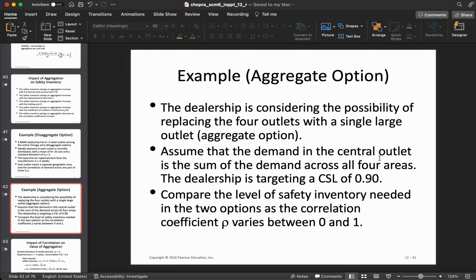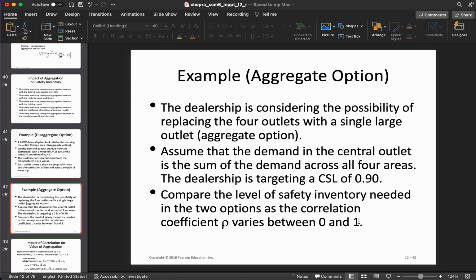Assume that the demand in the central outlet is the sum of demand across all 4 areas. And for both of these cases, BMW is targeting a cycle service level of 90%, right? So 90% of the time during the lead time, you will be able to satisfy demand. Now compare the level of safety inventory needed for the two options as the correlation coefficient varies between 0 and 1.